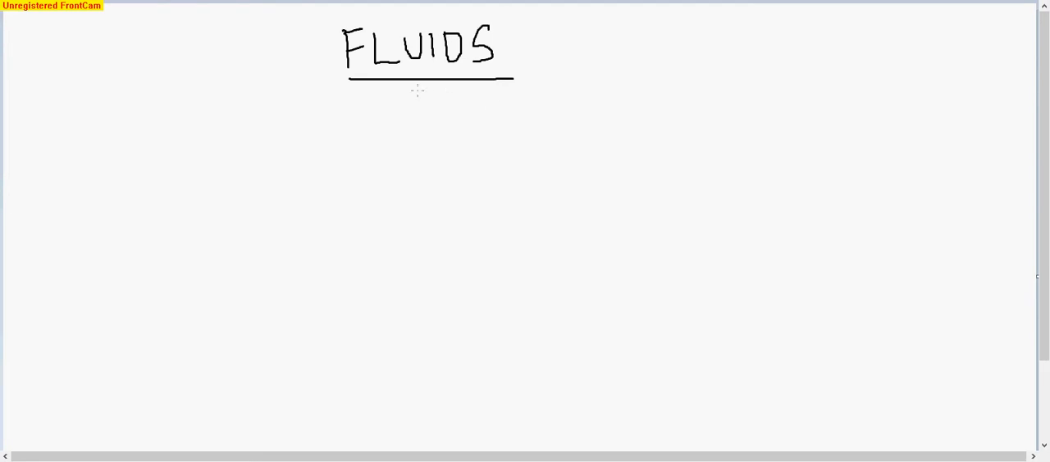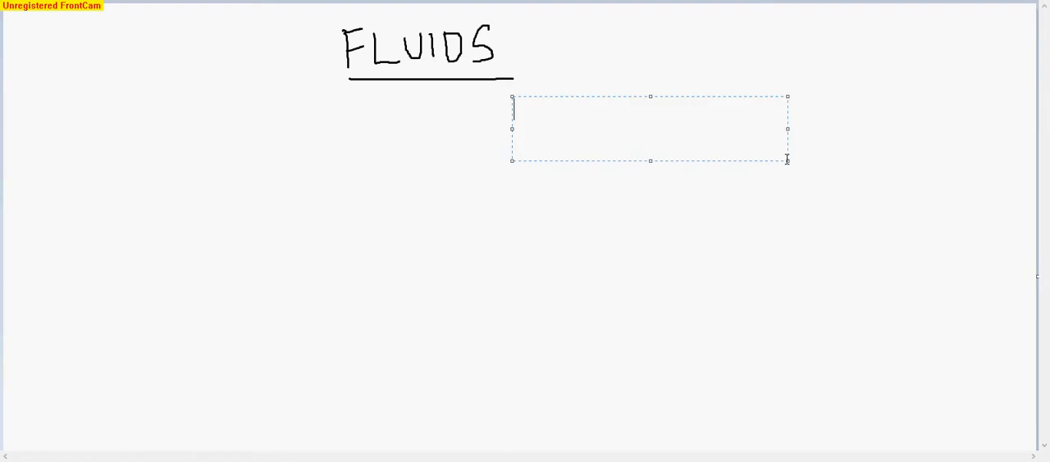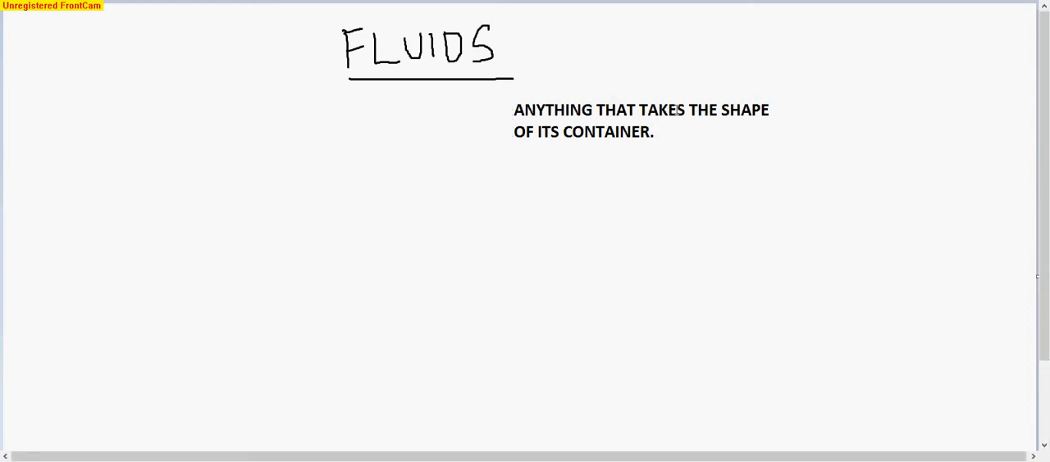Now, what are fluids? A fluid is anything that takes the shape of its container. I'll write that down. Anything that takes the shape of its container. Now that's what a fluid is.